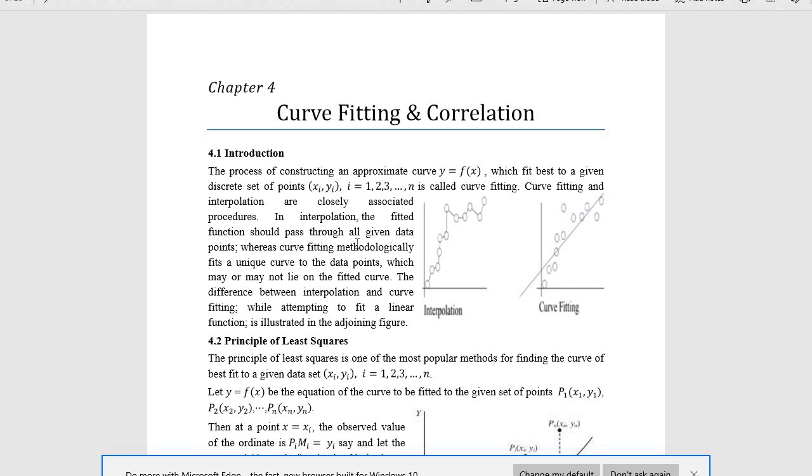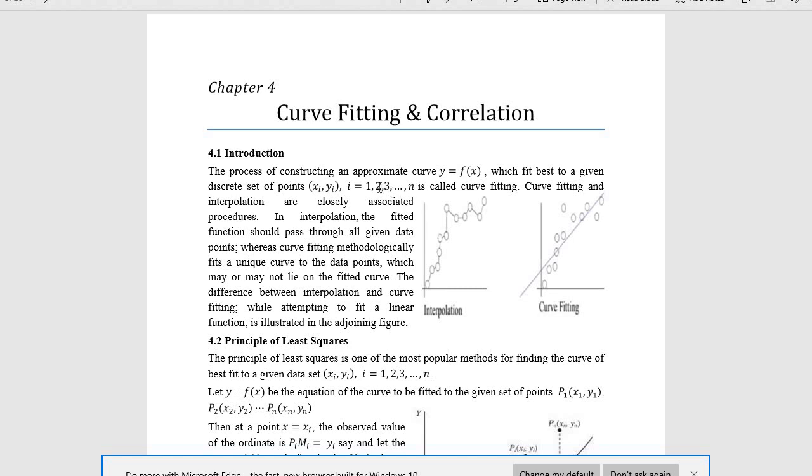data dependent problems. What is meant by data dependent problems? A set of pair of values which doesn't have any relationship between them. So we have to construct a relationship between the dependent variable and the independent variable. Let us consider the process of constructing an approximate curve y is equal to f of x. We don't know the relationship between y and x, only we know the data points xi comma yi, i is equal to 1, 2, 3, like x1, y1, x2, y2, and n being the positive integer.